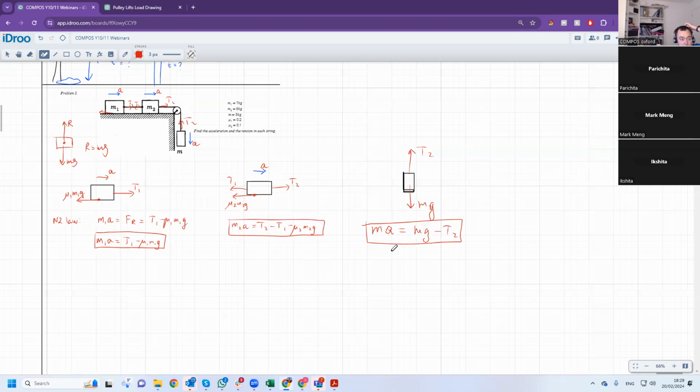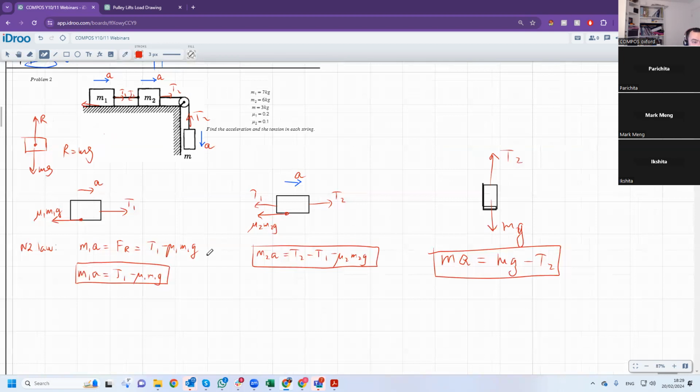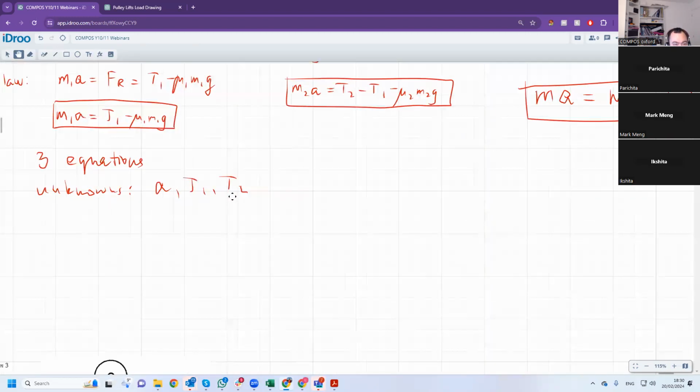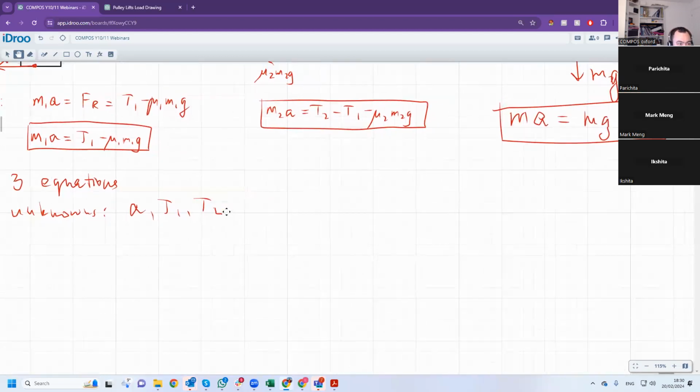Now, how many unknowns do we have? A is unknown, T1 is unknown, and T2 is unknown. So we have three equations and three unknowns. Voila. All we need to do is solve the simultaneous equations. It may seem daunting, but it's actually not difficult, because all you need to do is add all three equations. So let's label them: this is equation 1, this is equation 2, this is equation 3. So I'm adding 1 plus 2 plus 3.